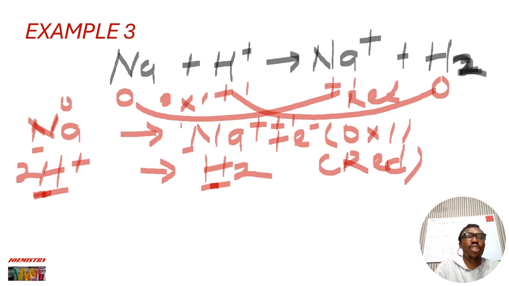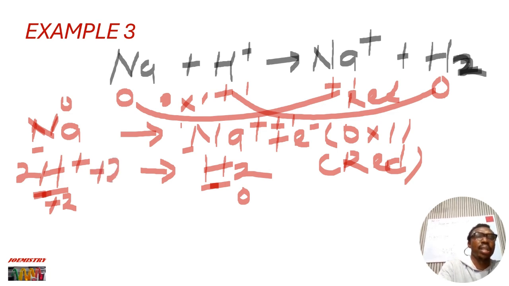Then let's go to the reduction half cell. We have the charges plus 2 and the charge is 0. So to balance the charge, we add 2 electrons here, which will now be plus 2 minus 2, equal to 0. The charges are all balanced on the reduction half cell, on the reactant and also on the product.